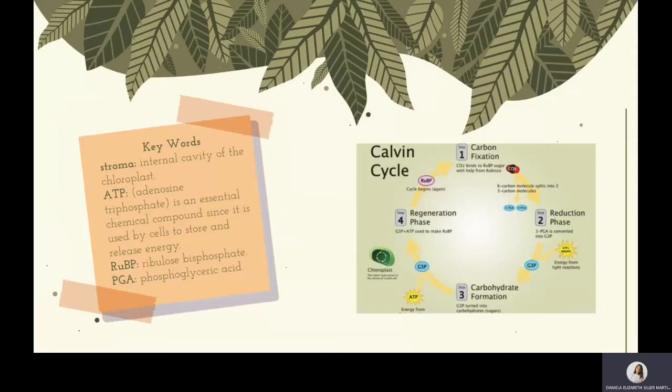Finally, for photosynthesis, we can see the keywords that are the stroma, which is the internal cavity of the chloroplast, the ATP, which is the adenosine triphosphate, an essential chemical compound since it is used by cells to store and release energy. We have the RuBP, which is the ribulose bisphosphate, and PGA, which is the phosphoglyceric acid. And we can see an image of the Calvin cycle with its 4 phases.